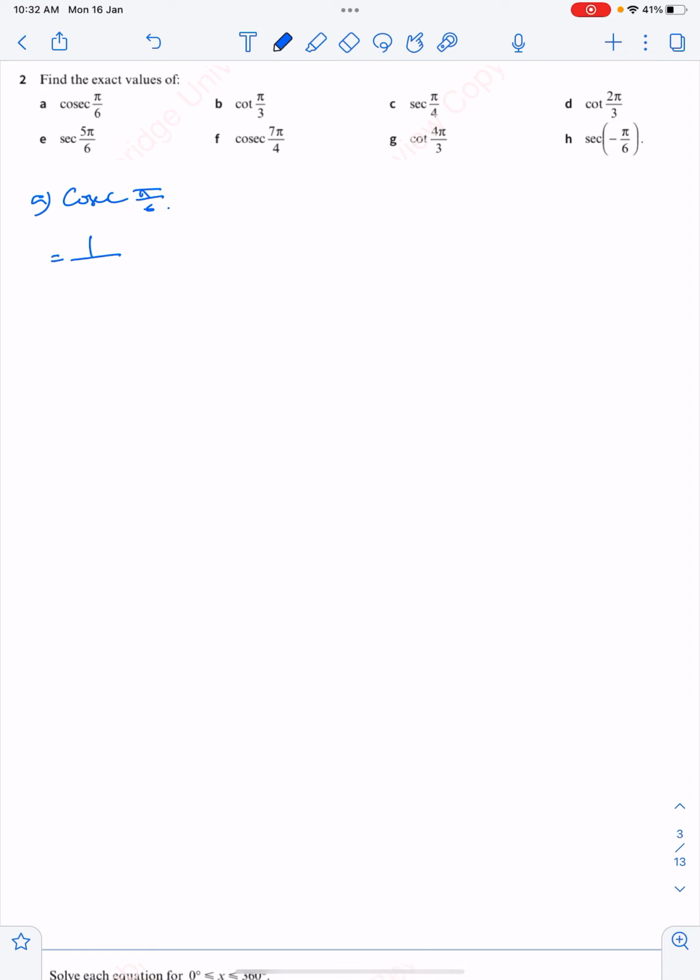6 can be written as 1 upon sine of pi by 6. Pi by 6 is 30 degrees, sine of 30 is half. So, it is going to be 1 divided by half. It is going to be 2 then. Okay. Now, if I do the second part, which is cot of pi by 3.